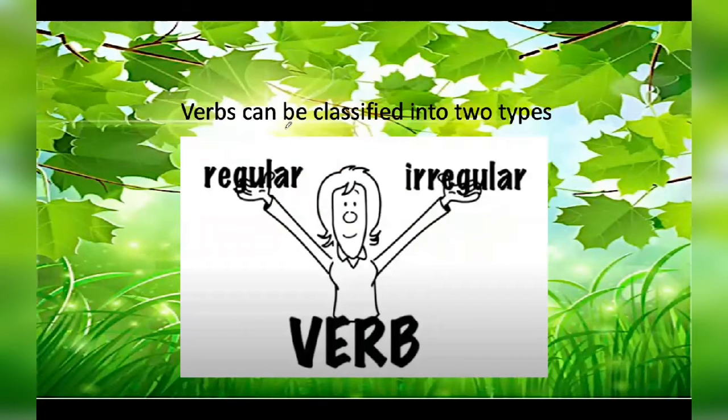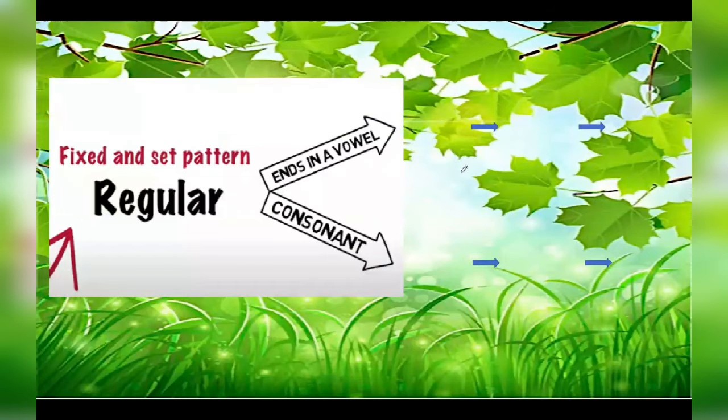Now, verbs that are in past tense can be classified into two types: regular and irregular verbs. Now, let's see what regular verbs are. The regular verbs have a fixed and set pattern. Regular verbs वो होते हैं बेटा जिनके एक fixed और set pattern होता है.